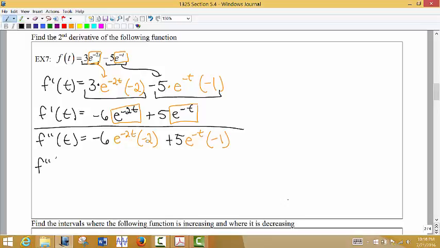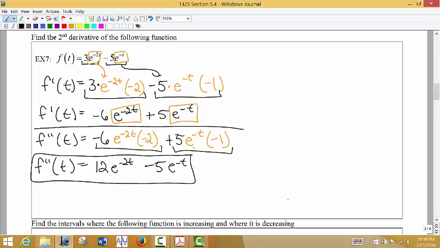So let's just clean this up a little bit. Now within this term, I can multiply everything together. I get a positive 12 and then e to the negative 2t power. And then within this term, I get negative 5 and then e to the negative t power. So that is our second derivative. So if you can take a first derivative, second derivative is just as easy.